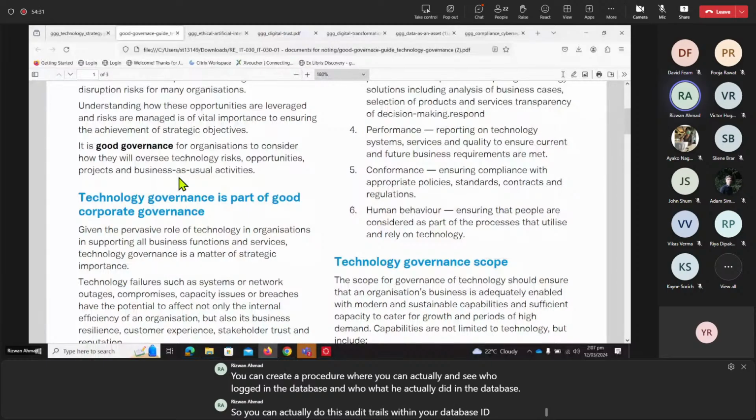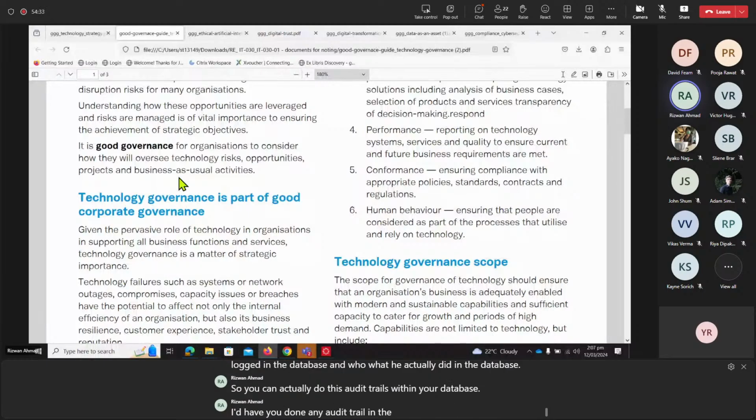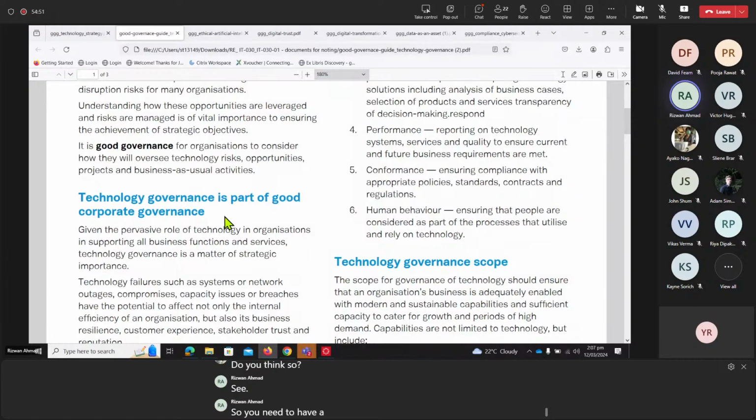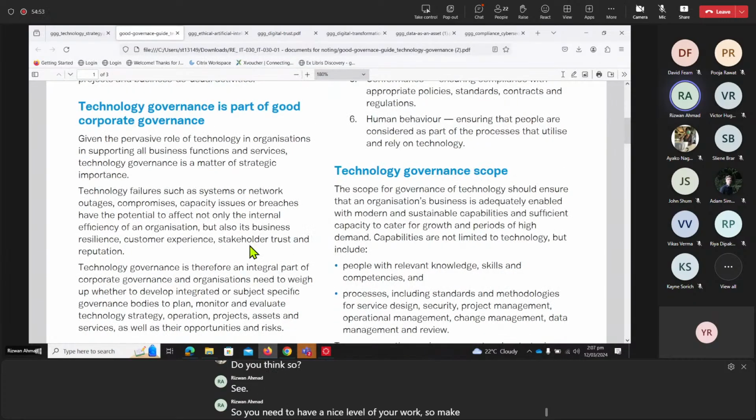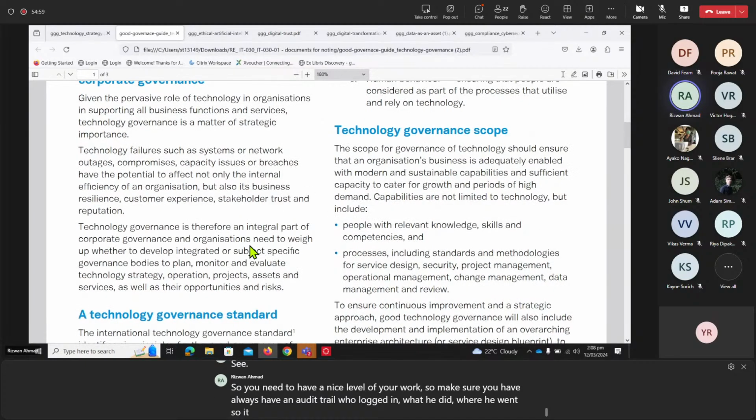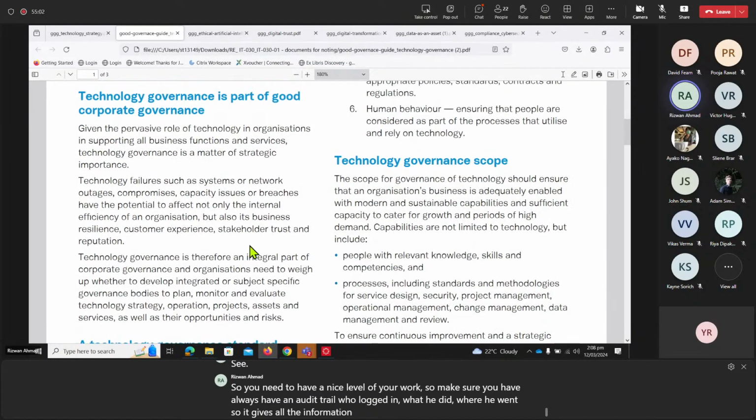Have you done any audit trail in the database? The software people, I'm asking only the software people. Audit trail in the database by programming, by writing a procedure. Don't think so. See? So you need to have a nice level of your work. Make sure you always have an audit trail: who logged in, what he did, where he went. It gives all the information to you.